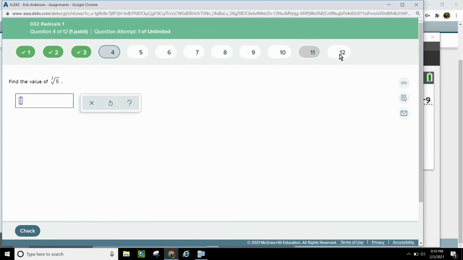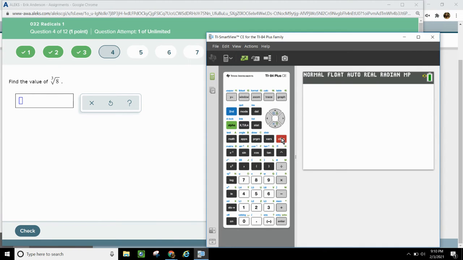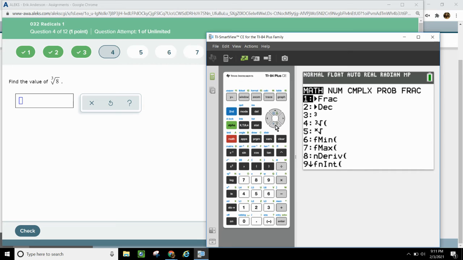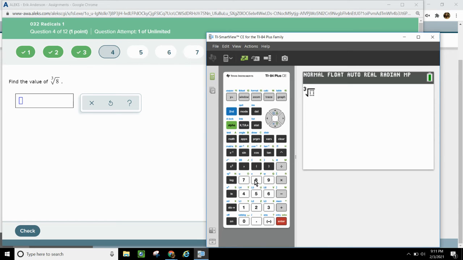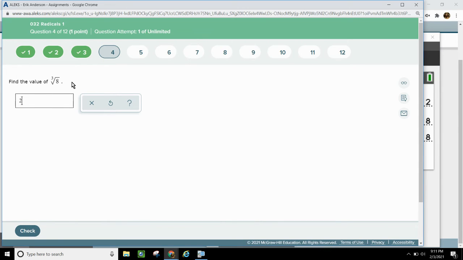Find the value of the cube root of 8. So if we hit math and then go down to number 4, we can do a cube root. And the cube root of 8 is 2, which means that 2 to the third power, or 2 times 2 times 2, equals 8. So the cube root of 8 is 2.